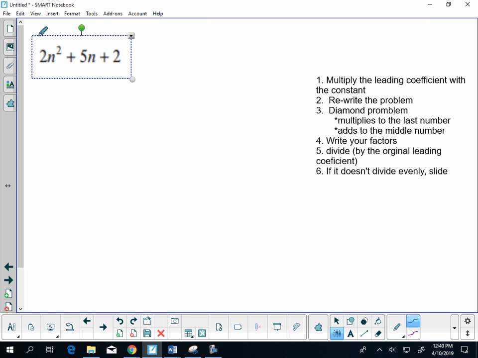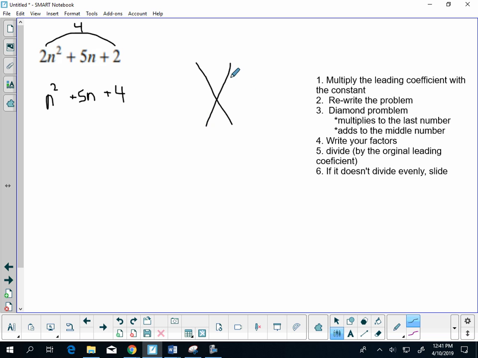Let's go ahead and do another one. Start by multiplying. 2 times 2 is 4. Rewrite your problem. N squared plus 5n plus 4. Do a factor tree. Not a factor tree, a diamond. Needs to multiply to 4, add to 5. Now 4 times 1 is 4. 4 plus 1 is 5. Rewrite using your factors. N plus 4, n plus 1.